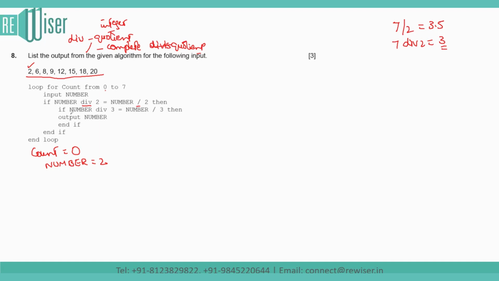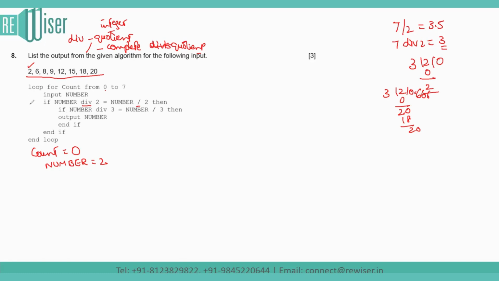Then you are checking if number div 3 is equal to number divided by 3. Number div 3: when I divide 2 by 3, 3 goes zero times and the remainder is 2, so it gives me 0. But when I do number divided by 3, the complete division of 2 by 3, I get 0.66666 and so on. So it is not equal. Number div 3 is not equal to number divided by 3. In that case, you are not executing the output statement, so you are not doing anything.